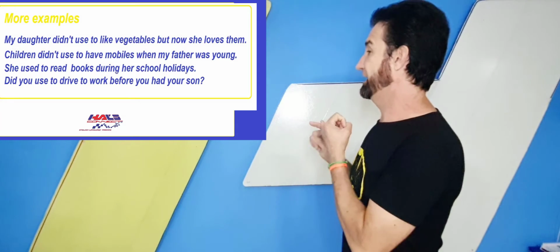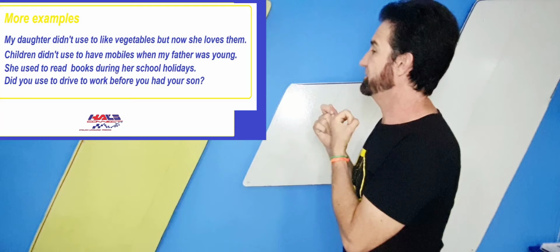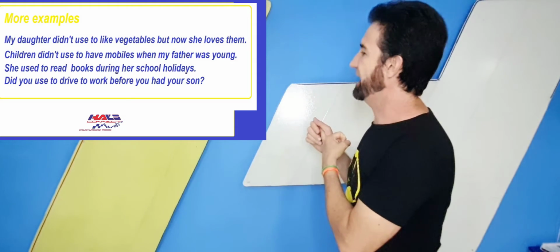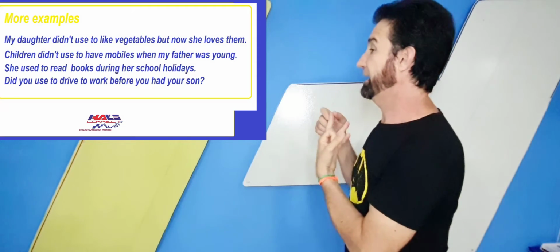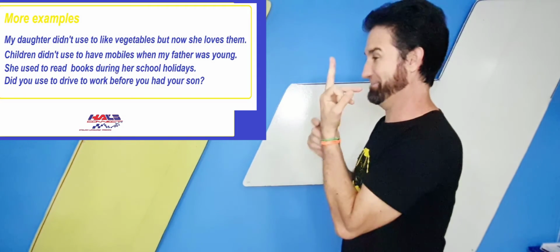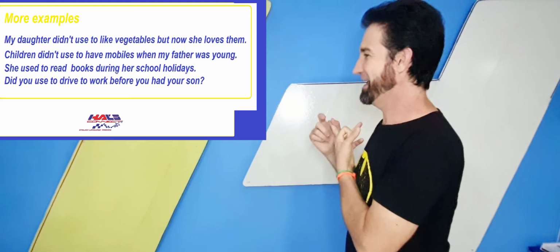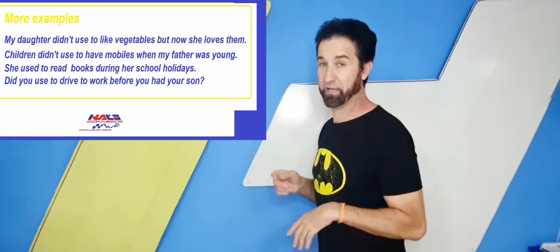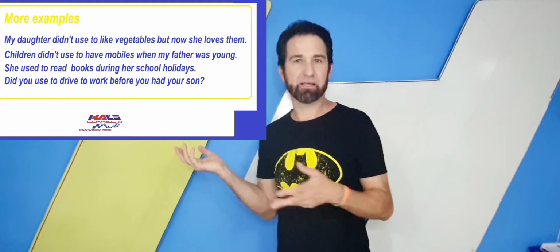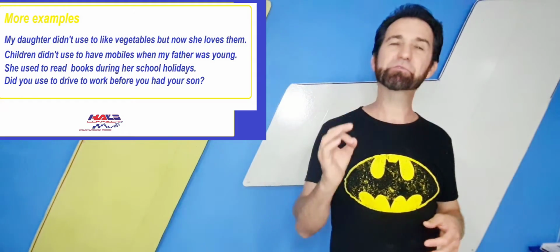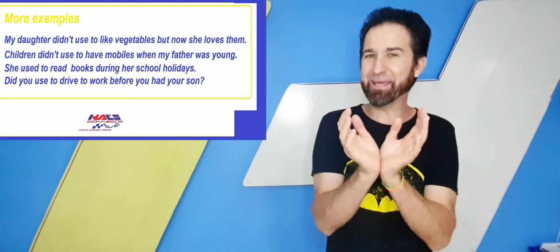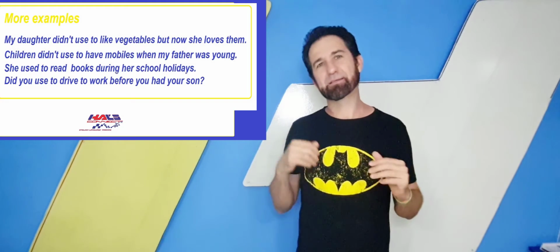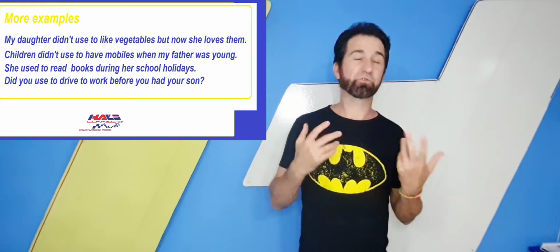Observe that you have here a negative: my daughter didn't used to like vegetables. Two negatives: children didn't used to have mobiles. Positive: she used to read books. And an interrogative: did you used to drive to work? Okay. So these are examples of the uses of used to that in Portuguese is the same as eu costumava.